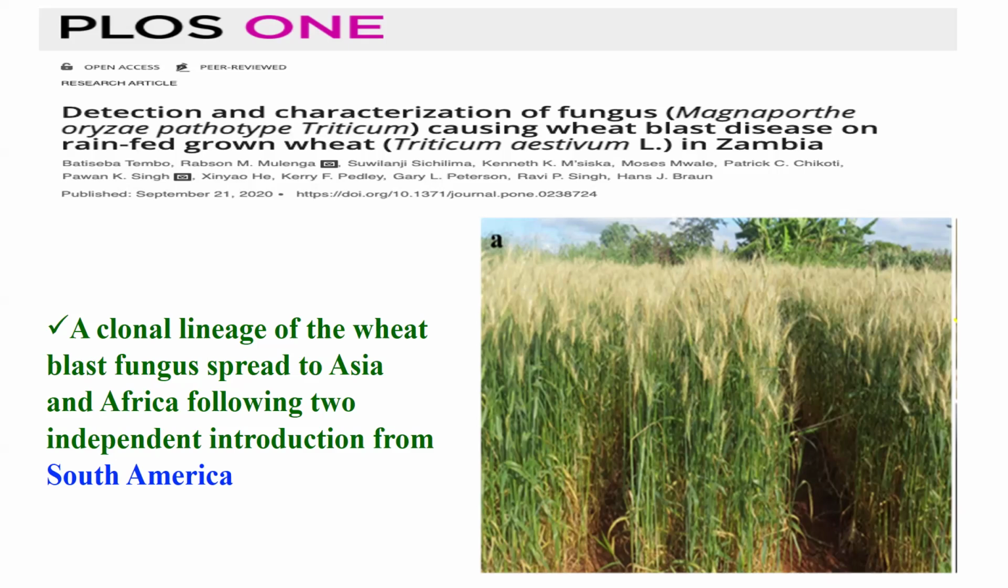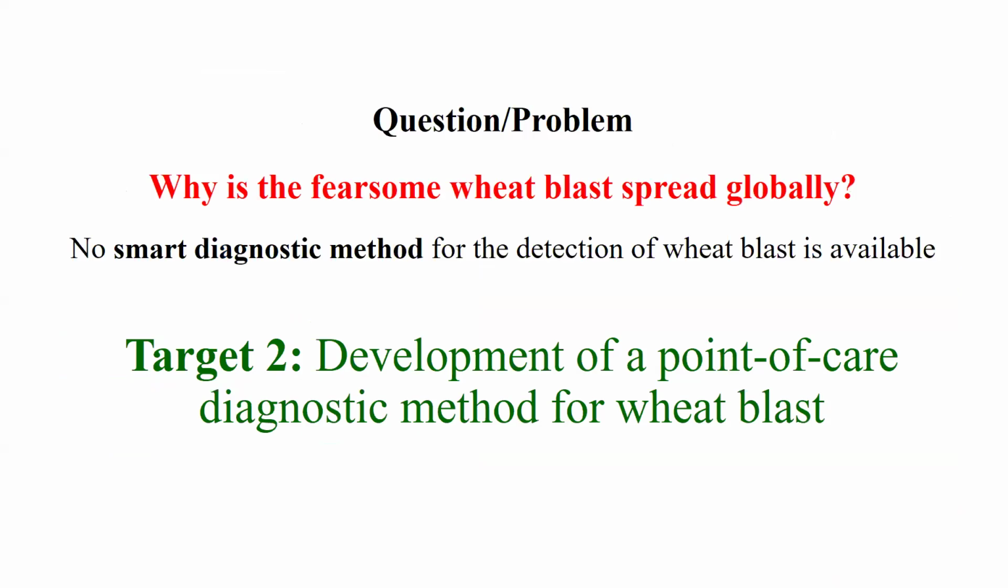To stop it, we need diagnosis. In COVID-19, the PCR technique was used. But I thought that in the case of agriculture, we need smarter technology. And this was my first target: to utilize the CRISPR technique for diagnosis of wheat blast.